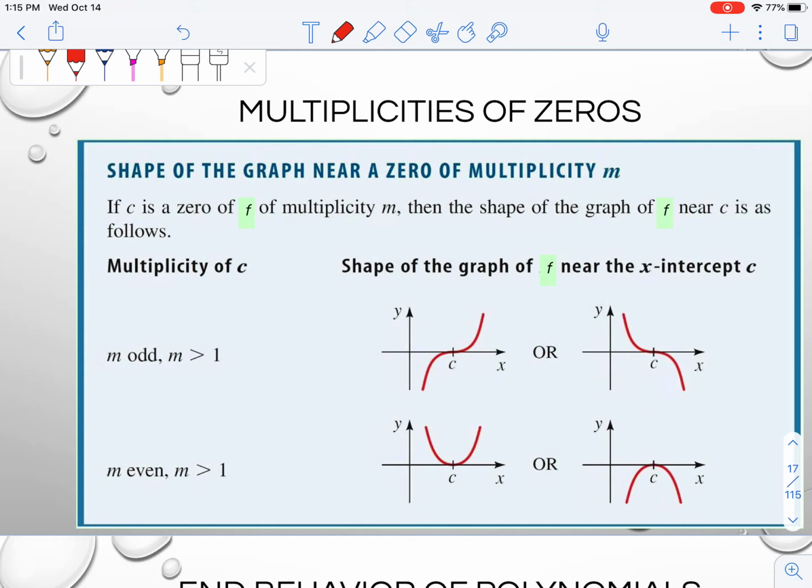It doesn't matter what the solution is, whether the solution's even, whether the solution's odd, right? It matters whether the multiplicity is even or odd. So let's go through this. If c is a zero, so if I have x equals c, is a solution or a zero of a function f with multiplicity m, then the shape of the graph of f near the x-intercept or the zero or the solution c is as follows.